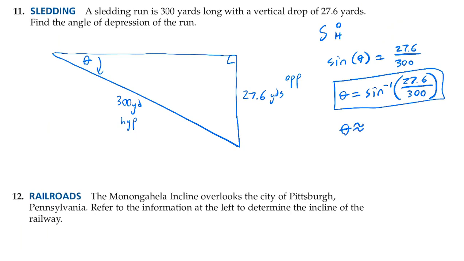Or you could say the angle is around, and you plug that into your calculator. So the inverse sine of 27.6 divided by 300, end of the parentheses, is about 5.28 degrees.